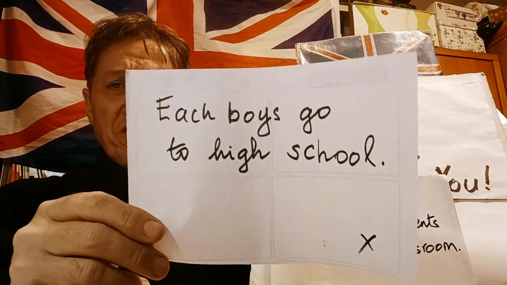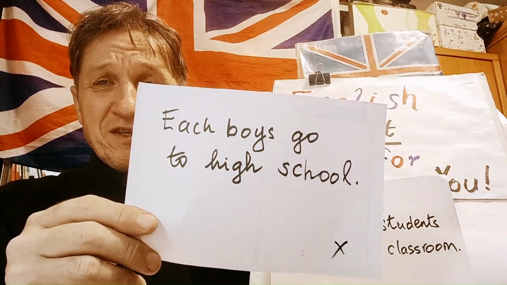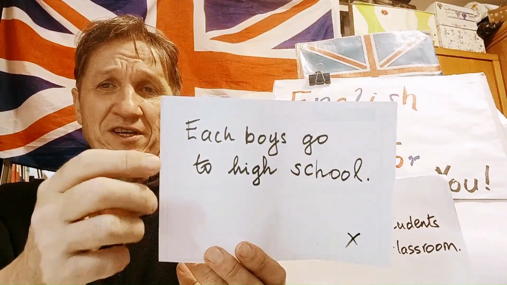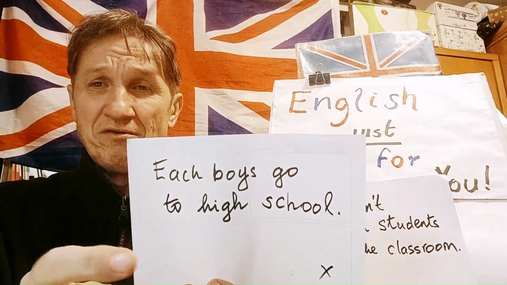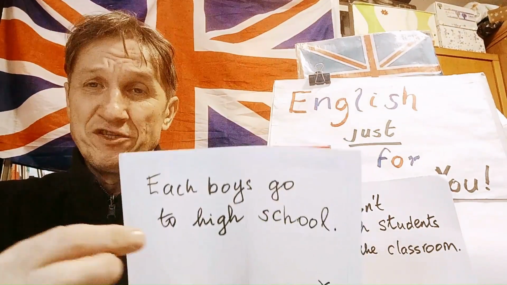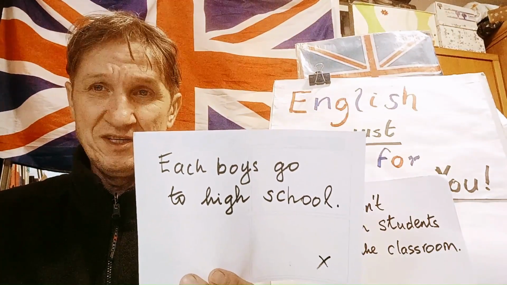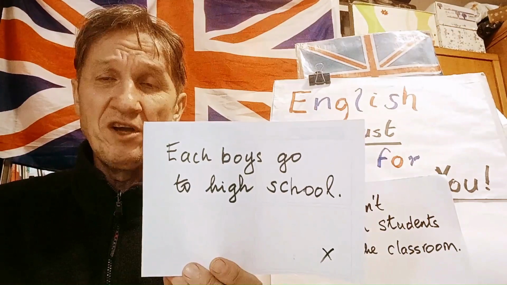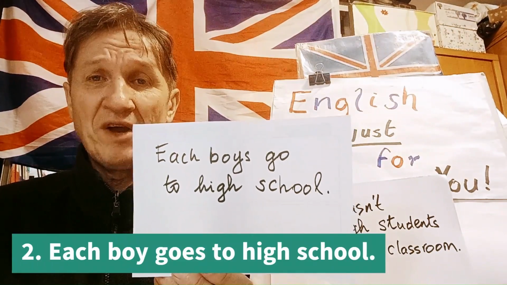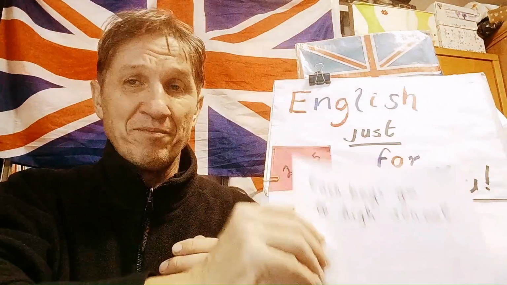We'll now move on to the next one, which is, each boys go to high school. Well, doesn't look right, does it? So the problem is at the beginning with the quantifiers, each one, and boys, well, you can't say each boys, you would have to say each boy there if we wanted to keep this construction. And because it's a third person, he in this case, from each, we need to change the verb to add es. So each boy goes to high school would be the correct sentence there. That's sentence number 2.